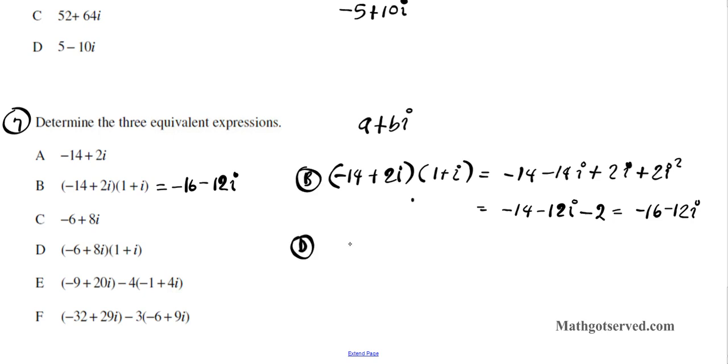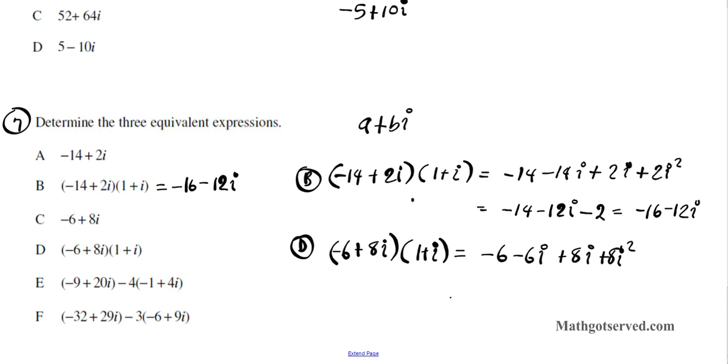Put that in a plus bi form, so we're going to multiply negative 6 plus 8i by 1 plus i. So we'll distribute: first, outer, inner, and then last is going to be plus 8i squared. Okay, if you combine the middle terms, you get positive 2i, and then this last term becomes minus. Okay, let's do this one again.